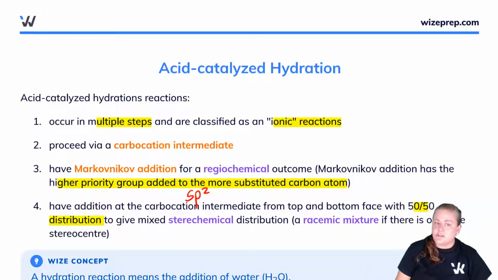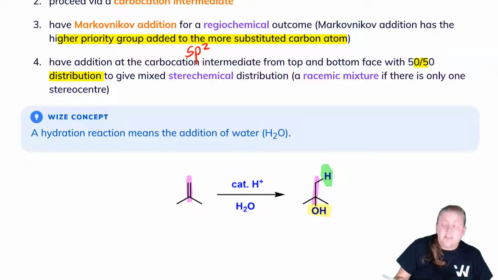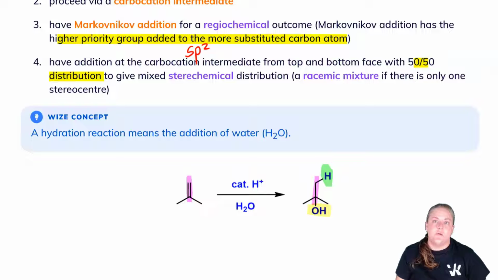Now keep in mind that hydration reaction means the addition of water. So we're going to be adding a net of H2O across the alkene. The reaction is shown here, where again, you're going to note that the higher priority group, in this case the OH, is added to the more substituted carbon. The hydrogen here, which is lower priority, is added to the less. And the alkene is transformed to an alkane. You'll notice that we have added H2O across this bond in the form of H and OH, and we'll see why that is when we cover the mechanism.